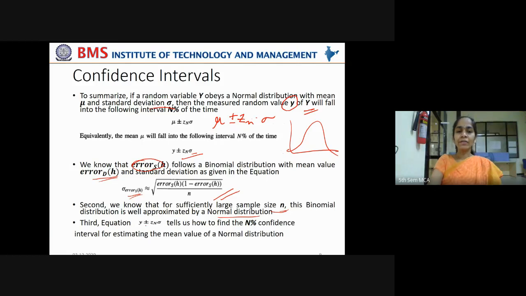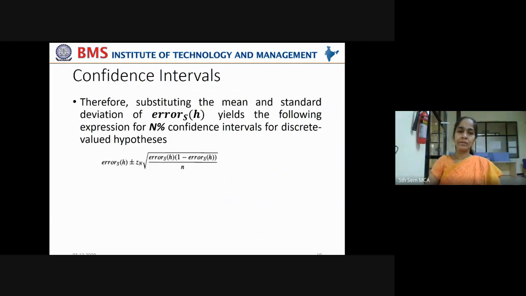Now, the third equation tells us how to find the n% confidence interval for estimating the mean value of a normal distribution, when we take mu as 0 and the standard deviation as 1. Now, when you have decided on a confidence interval, based on the Z-score, you can calculate the interval up to which it makes the true error fall into this particular range, and beyond this it can't afford any errors to happen.